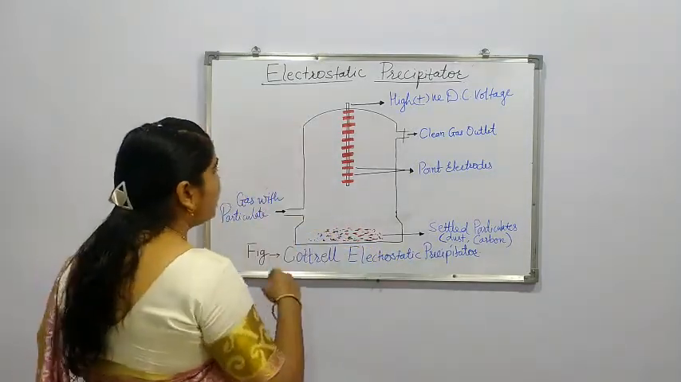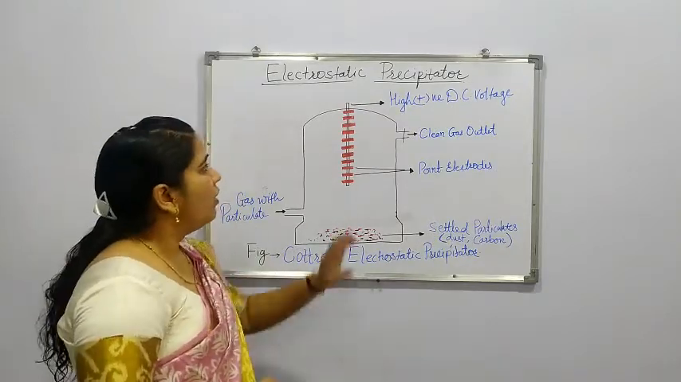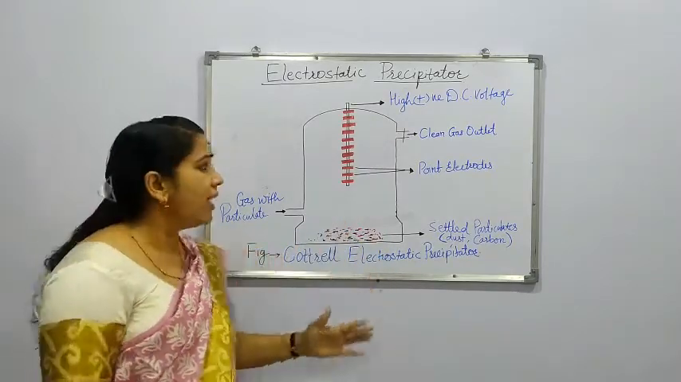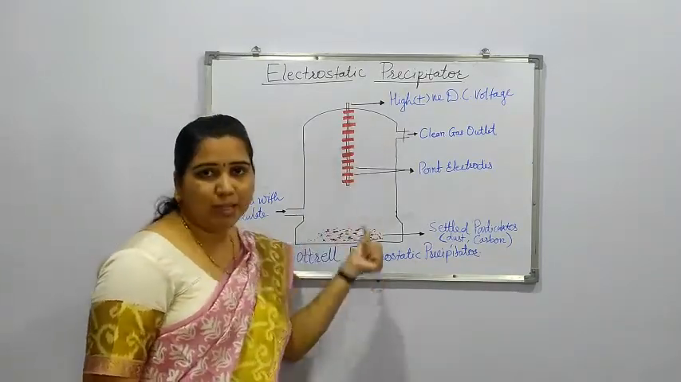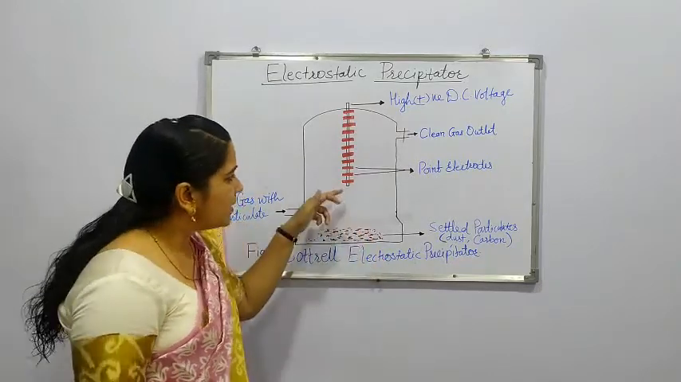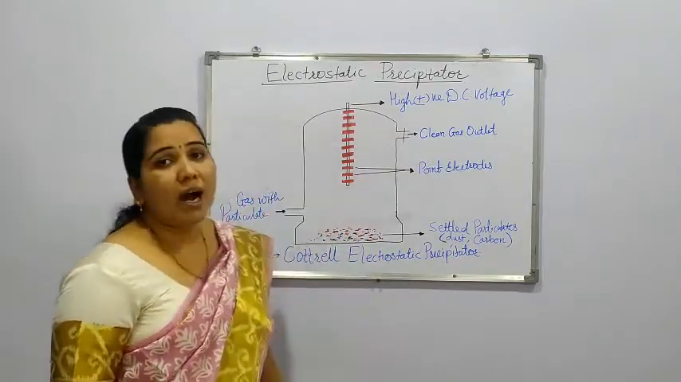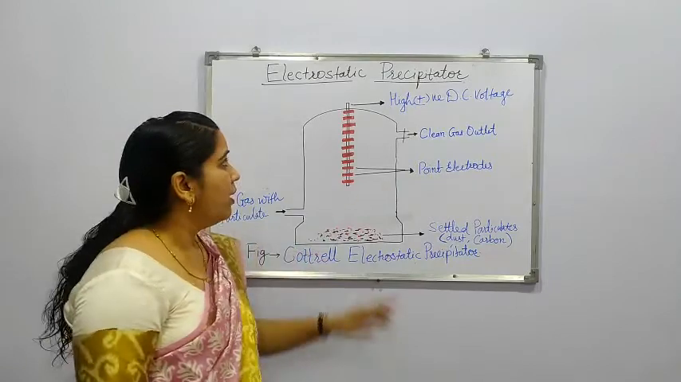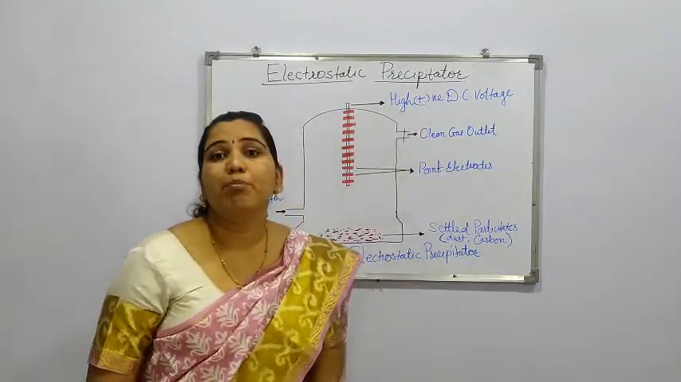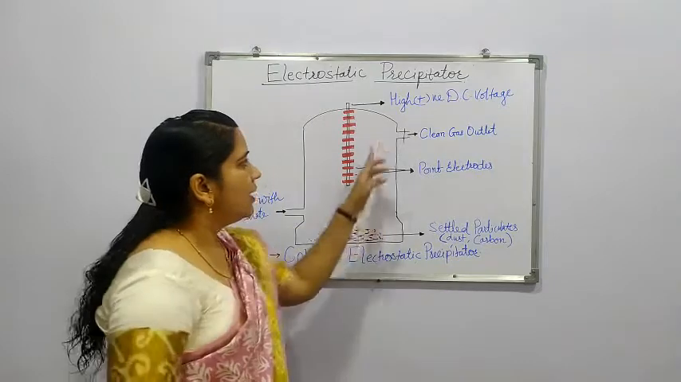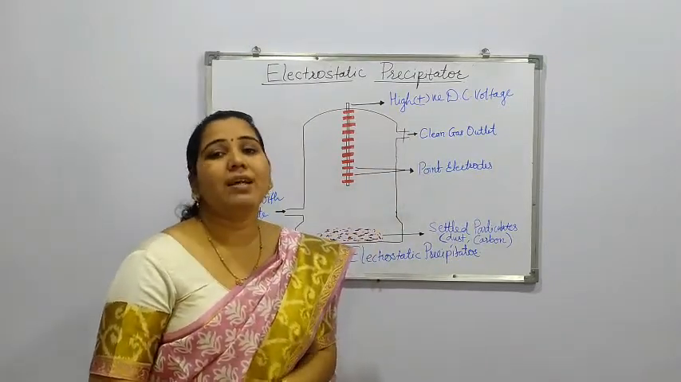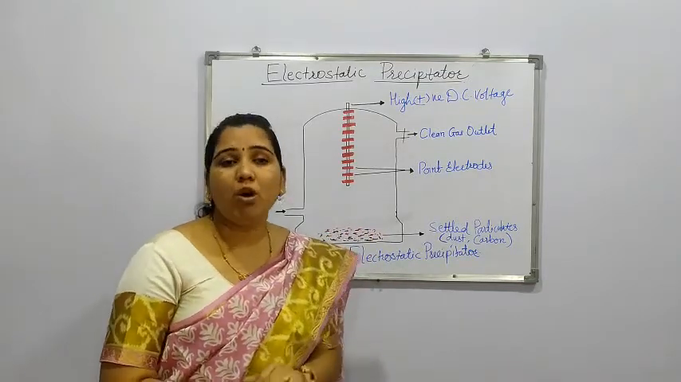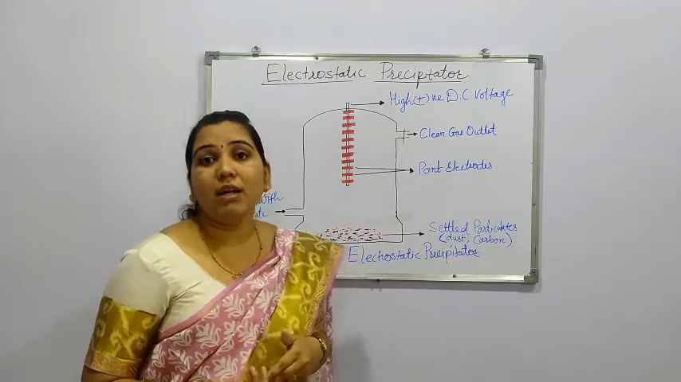Now we will see its construction. First of all, this is a large cylindrical container of very huge size, in which the point electrodes are fixed. You can see that these positive point electrodes are arranged with some gap between them. Here a high positive direct current source is used. Then there is one opening at the topmost position of the electrostatic precipitator for passing out the clean air.